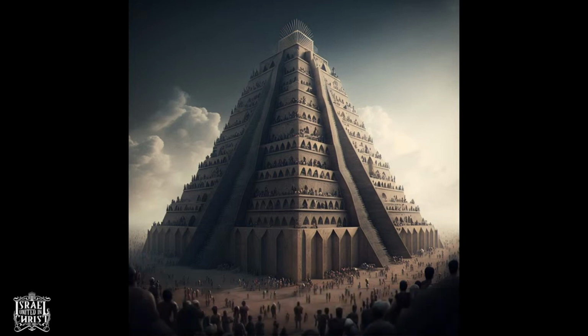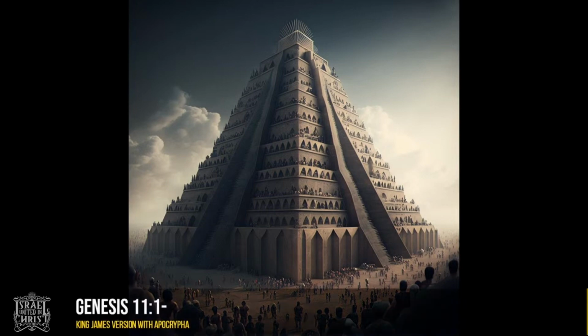Genesis 11, start from there. Genesis chapter 11, verse 1. And the whole earth was of one language, and of one speech. Meaning they spoke every word the same. It was no, you say tomato, I say tomato. Everybody pronounced every word the same. And it came to pass as they journeyed from the east that they found a plain in the land of Shinar. That's Iraq. And they dwelt there.